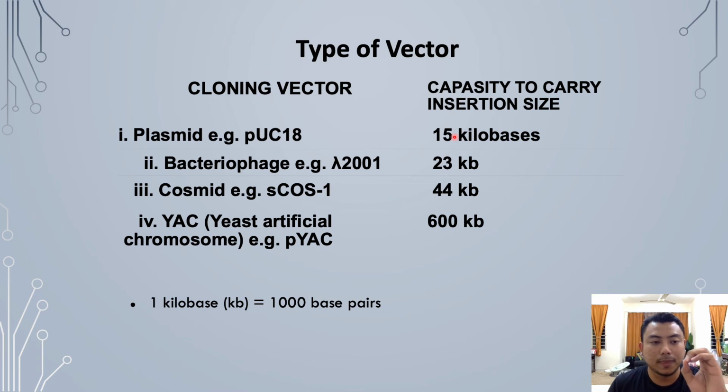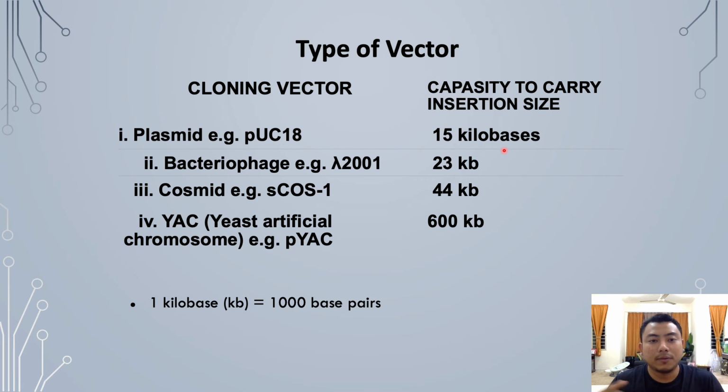having a short sequence, it can only carry a small insertion size. What is insertion size? Just now I mentioned we can insert a gene of interest, but how big can the length of the gene of interest be? Maximum for plasmid is 15 kilobases. Kilobases means thousands, so 15,000 base pairs can be inserted maximum into the plasmid.